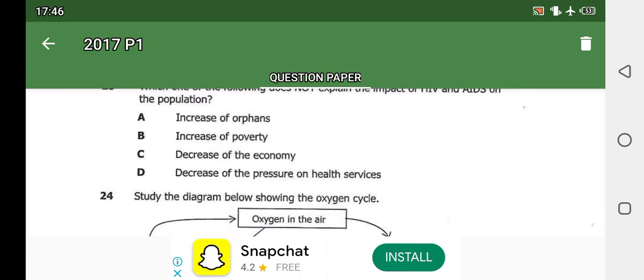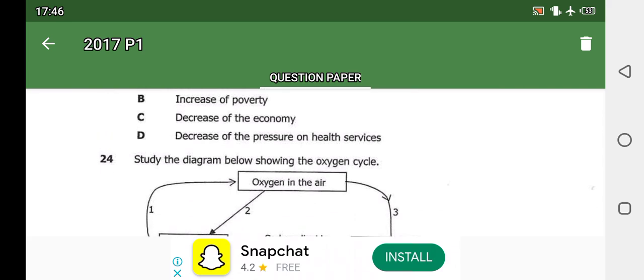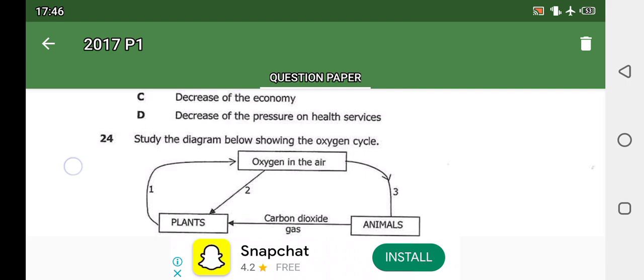Decrease of economy. Yes, because of poverty you expect economy to be reduced. Decrease of pressure on health services. We all know that HIV causes increase of pressure on health services. So the correct answer is D, because of decrease of pressure on health service. So the correct answer is D.